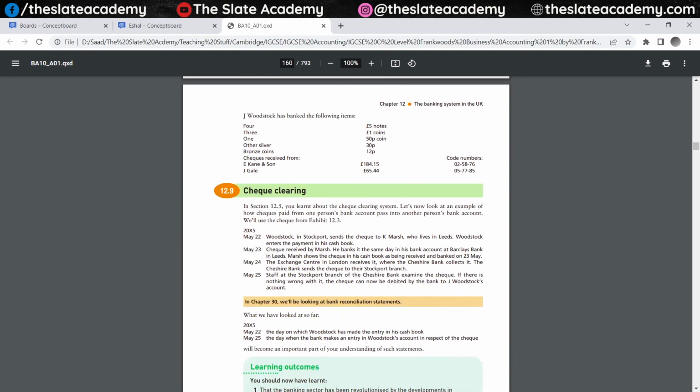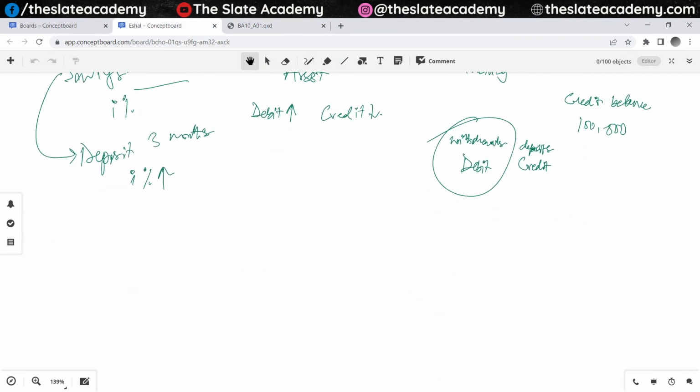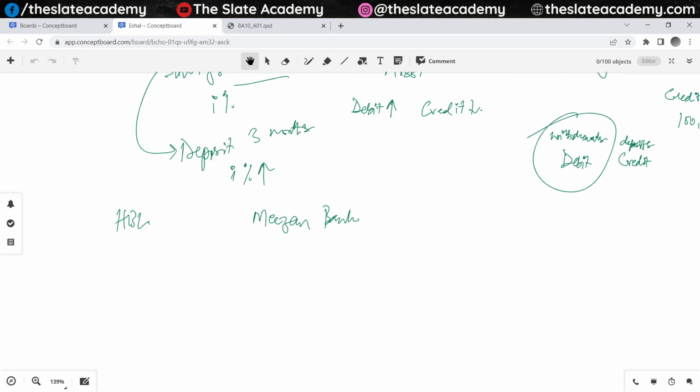Okay, the next thing is, somebody gave me a check of HBL, and I have my bank account in Mizan Bank. So I go to Mizan Bank, I fill the pay-in slip, and I give them this check, saying this is what I want to deposit in my Mizan Bank account. They would tell me that fine, this money would be deposited maybe 3 days from now, 4 days from now.